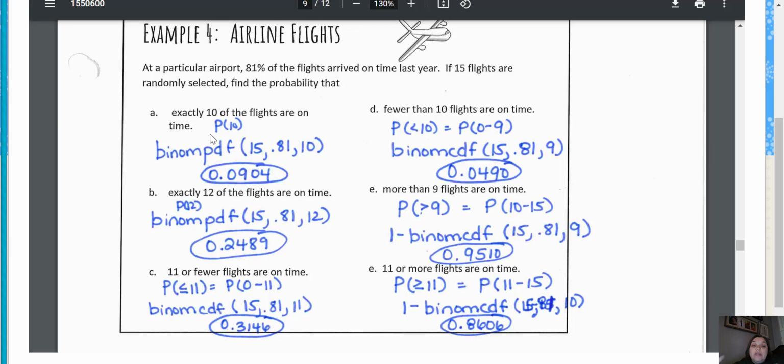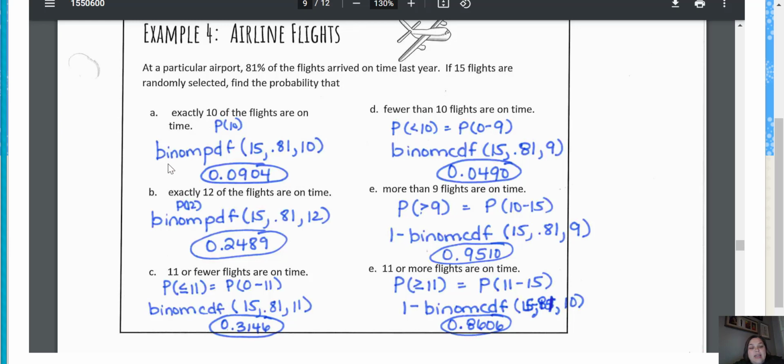So it's a binomial experiment because, one, there is a fixed number of trials. There are 15 flights, so that is a fixed number of trials. There are two outcomes. The flights are arriving on time or they're not arriving on time. And the probability of a success of arriving on time is the same for every trial, 81%, and the trials are independent.